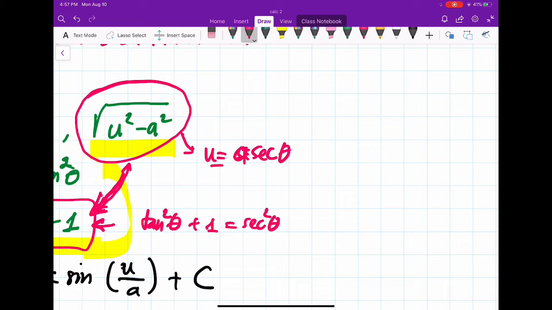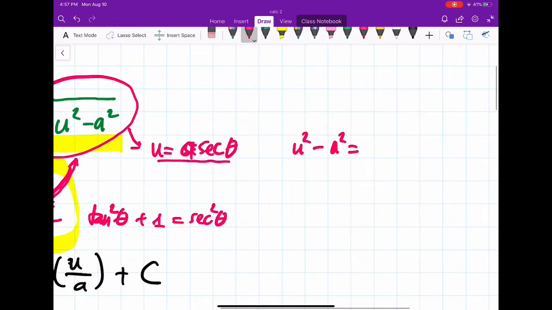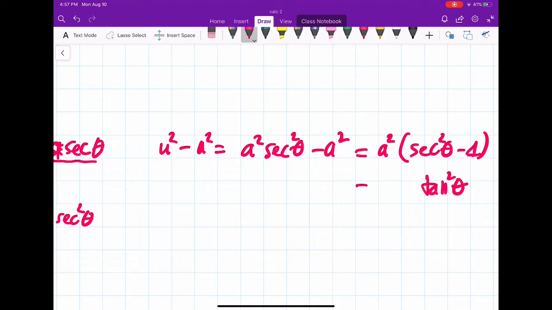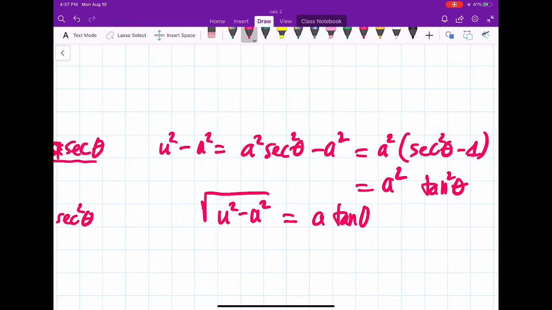So when you put u equal to a sec theta, you have u^2 minus a^2 is a^2 sec^2 theta minus a^2. And you take a^2 out, you get sec^2 theta minus 1. What's that? That is tan^2 theta, right? a^2 tan^2 theta. So when you apply the square root of u^2 minus a^2, you get a tan theta.